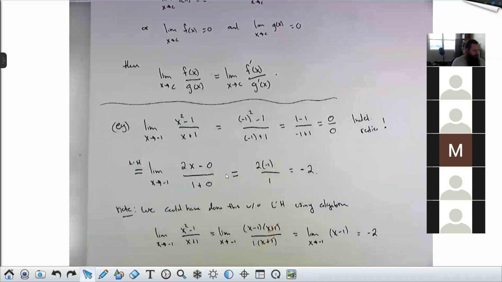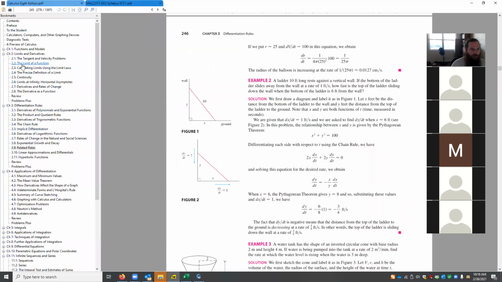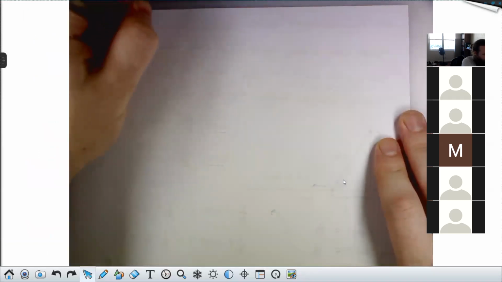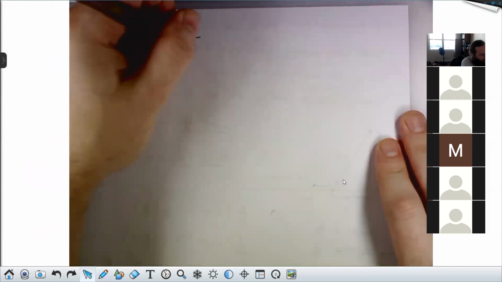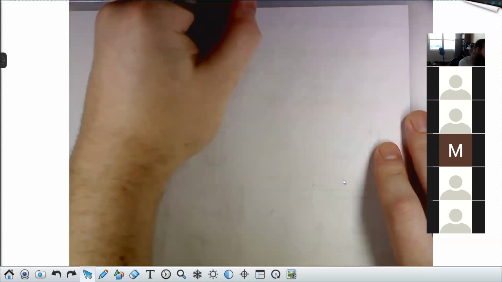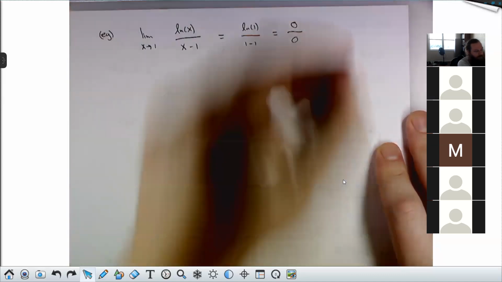So let's look at some more. Borrow some examples from the textbook here. I know there are some sneakier ones. Yeah, let's do this. How about the limit as x goes to 1 of natural log of x over x minus 1. If I just plug in, I get the natural log of 1 over 1 minus 1. The natural log of 1 is 0, and 1 minus 1 is 0. So again, I'm like, WTF.